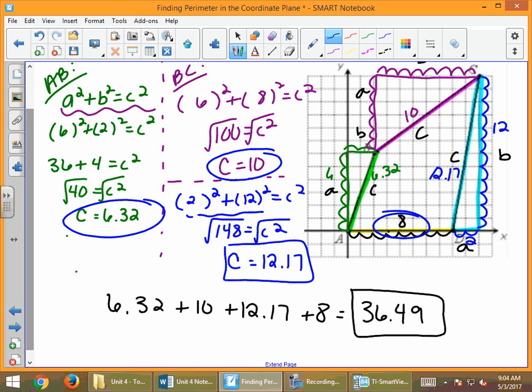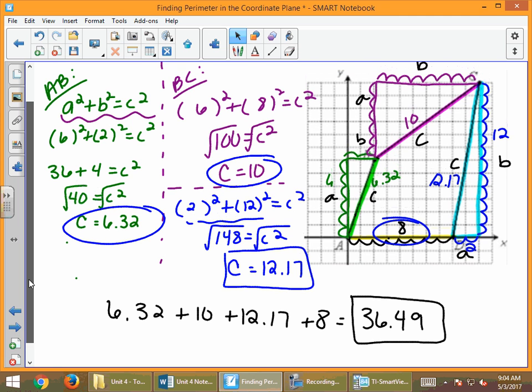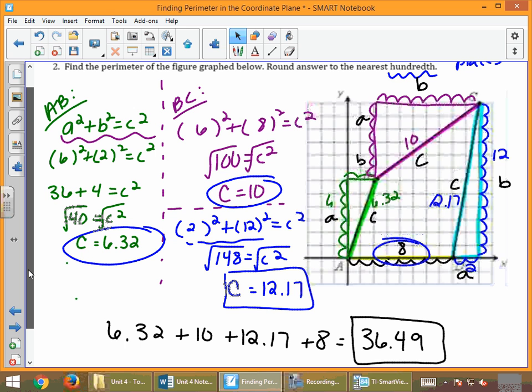So that is about the perimeter of this figure, 36.49 units. And don't round it to 36.5 because the directions said hundredth. So that means 2 decimal places. You have to have 2 decimal places. It's about 36.49.